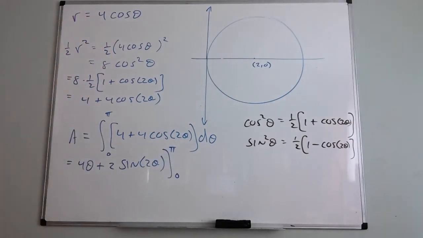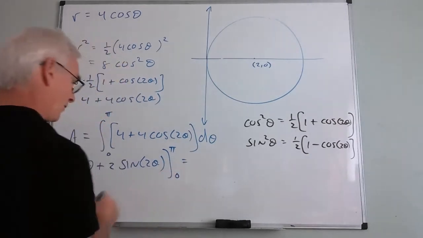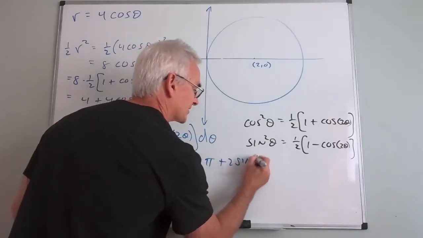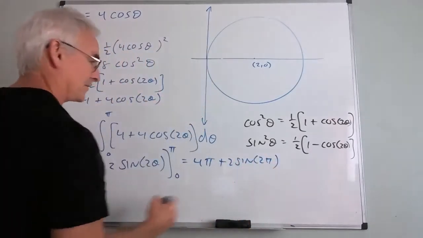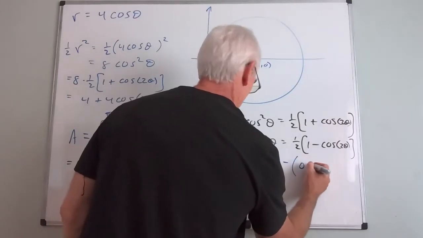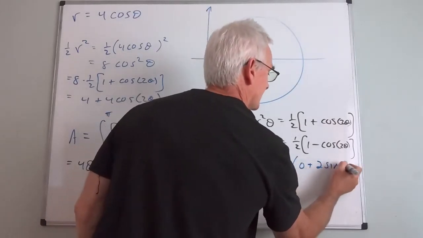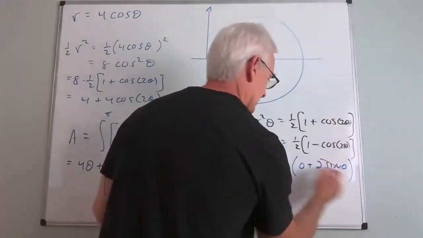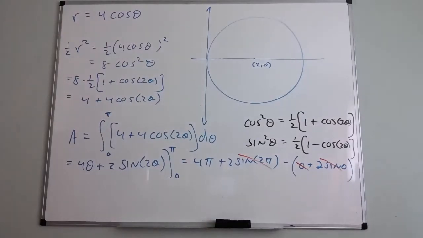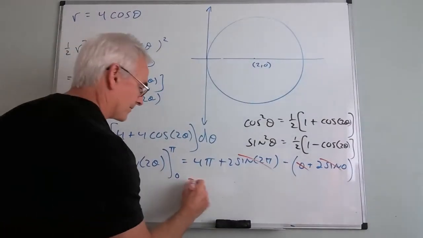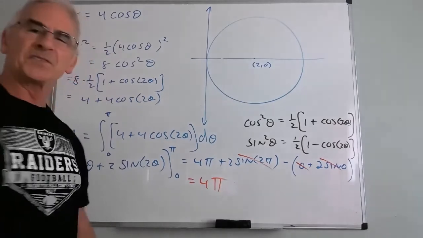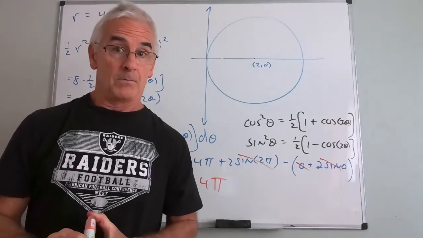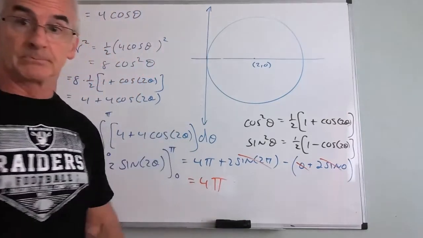Okay, so what do we got here? We've got 4 pi plus 2 times the sine of 2 pi, minus 0 plus 2 times the sine of 0. Well, I kind of like this one. You know why? That's 0, that's 0, and that's 0. So my answer is 4 pi. What is the area of a circle of radius 2? Pi times 2 squared. So we know we did it right.